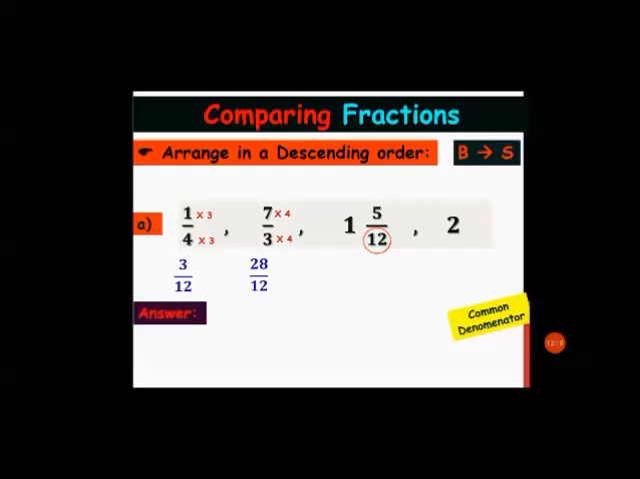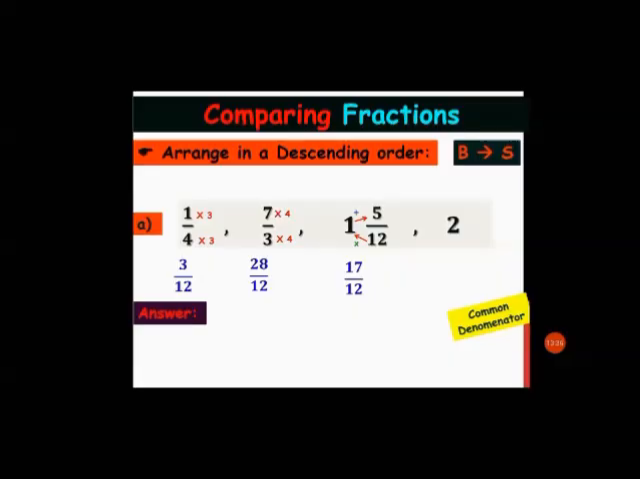And then for this fraction, I will raise it up to be an improper fraction. I should not compare the mixed number as it is. I should raise it to be an improper fraction. So 12 times 1 equals 12. 12 plus 5 equals 17 over 12.